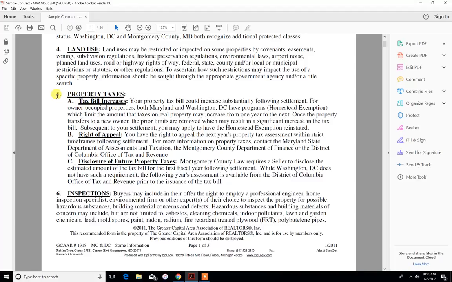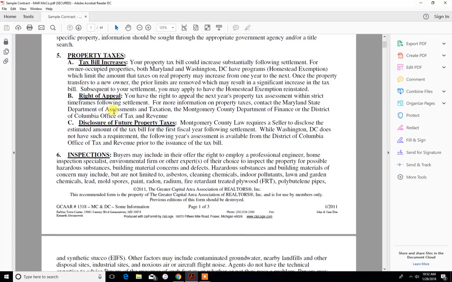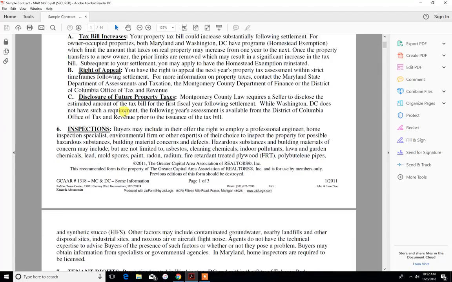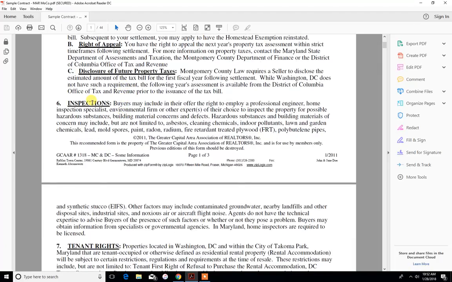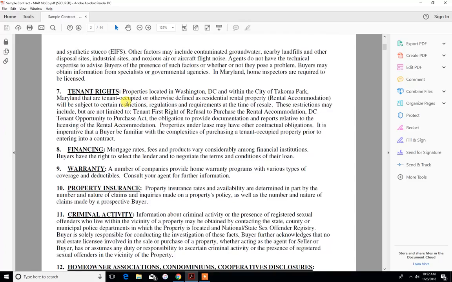Property taxes, just be aware, when you buy a home, the seller is going to provide us with a copy of the tax bill. Just be aware that it may increase. You do have a right to appeal, and that'll be explained in the contract. The sellers also have to give us a statement disclosing future property taxes, and those are going to be in the seller disclosures, which I'll go over with you as well. You do have a right to get a home inspection, and you can read through this, and it tells you everything that you're allowed to inspect for.